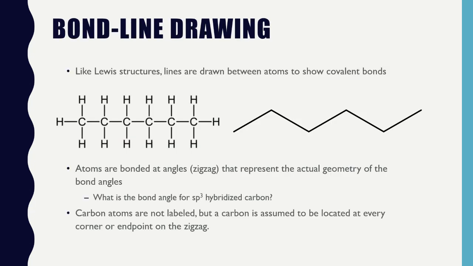All right. As we just said here, atoms are bonded at angles, zigzags that represent the actual geometry. So that actually is a 109.5 degree bond angle. That's the bond angle for an sp3 hybridized carbon. And once again here, each of the ends or bends is a carbon atom, and we assume the number of H's such that we have the desired formal charge, which in most cases is going to be 0.